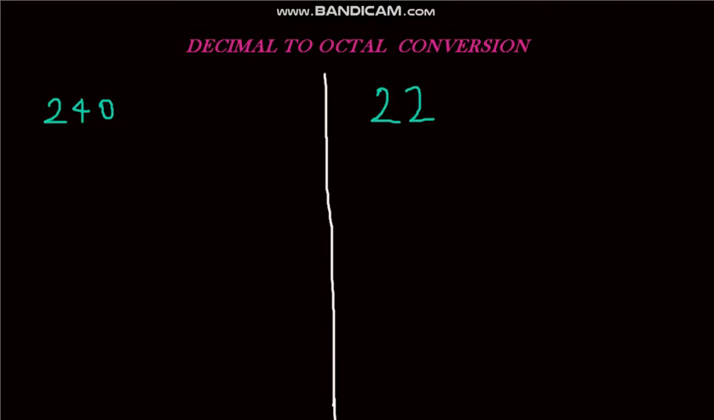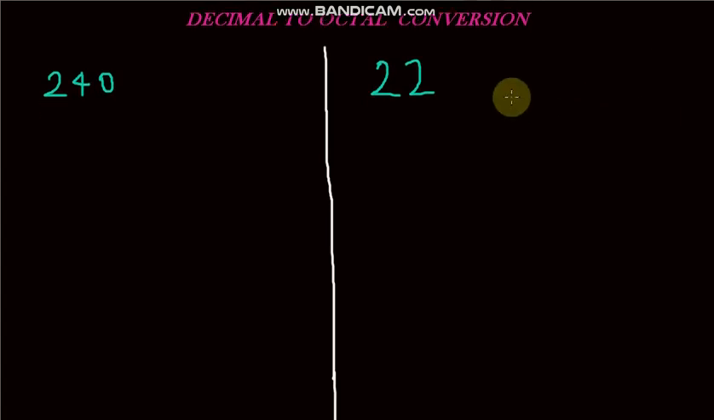Today we will see how to convert a given decimal number to an octal number. So our first number is 240. It is very simple. We just have to follow what we did for decimal to binary. If you don't remember how to do it, you can watch it in the video linked in the description below. So let's begin.